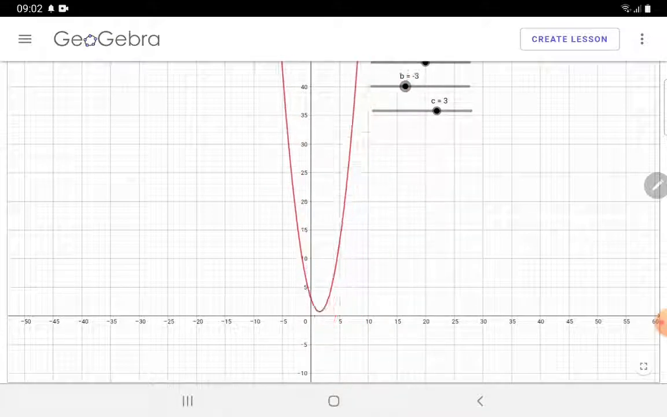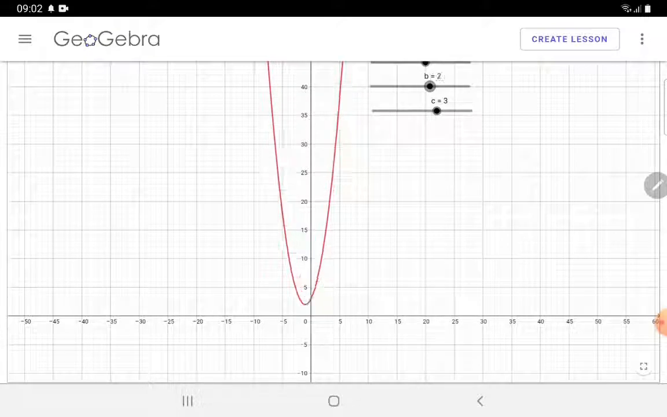So that is for case b. Greater than 2, it moves to the left. Less than 2, it moves to the right. How about c? Our c now is 3. How about c greater than 3?